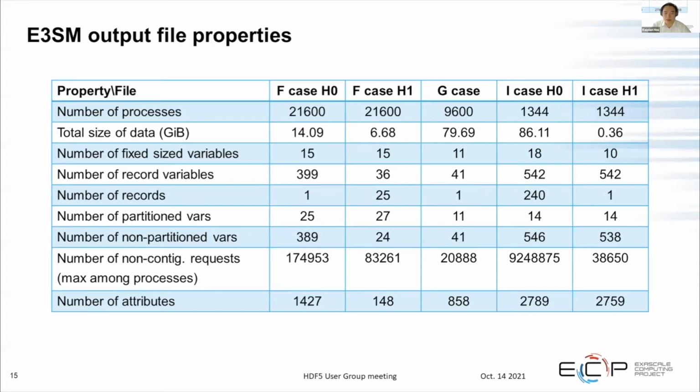The land component, referred to as the I case, writes 2 files using 1,344 processes. The first file contains 18 fixed-sized variables and 542 record variables with 240 records, with a total size of 86 gigabytes. The second file contains 10 fixed-sized variables and the same amount of record variables, but with only 1 record and a total size of only 370 megabytes.